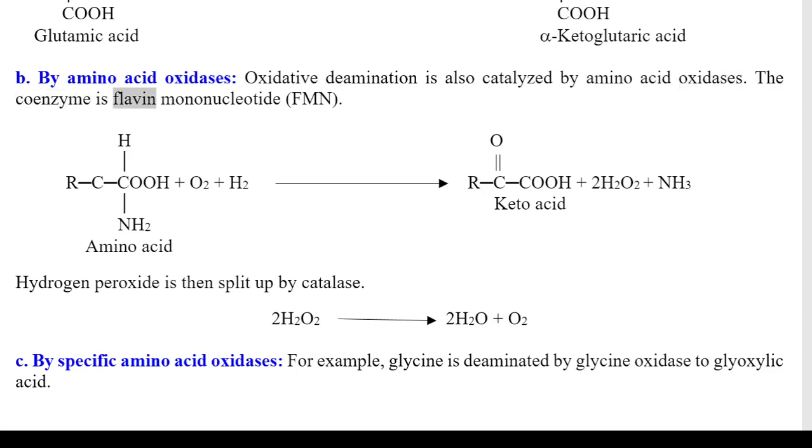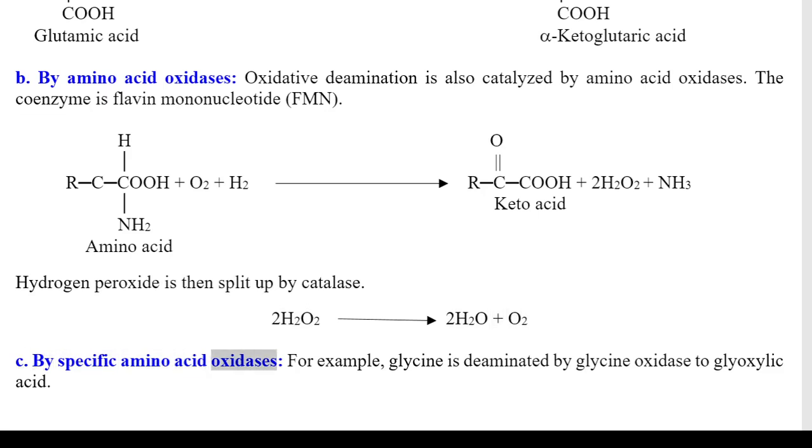The coenzyme is flavin mononucleotide, FMN. The amino acid R-CH(NH2)-COOH plus O2 plus H2O gives the keto acid R-CO-COOH plus H2O2 plus NH3. Hydrogen peroxide is then split up by catalase: 2H2O2 gives 2H2O plus O2.